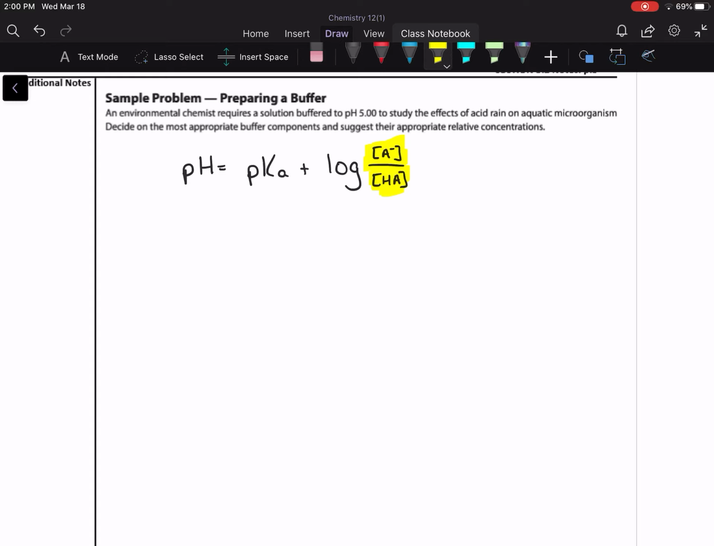And so when we're asked to prepare a buffer solution of a particular pH, it is important to choose a reagent where the pKa is close to the buffering pH that we want. And that way we will have to only adjust the ratio of conjugate acid and base slightly. So in this case, we're asked to prepare a buffer solution of pH 5.